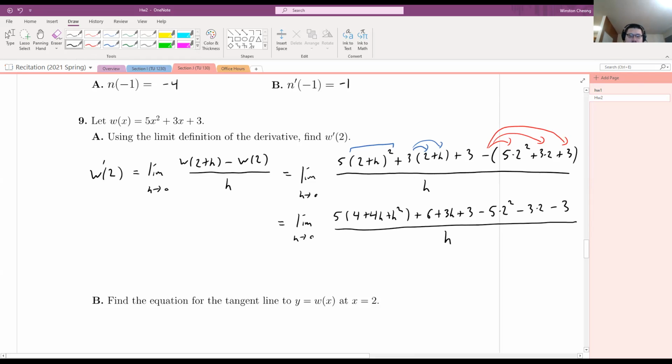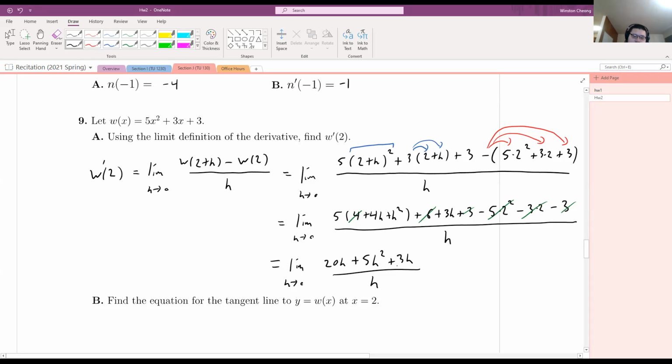Right, and now we hope we can cancel, and we can. So first we have a +3 and a -3. Those will cancel. We have a +6 and a -6. Those will also cancel. And then 5 times 2 squared, 5 times 4. We see a 4 here, and a 5 multiplied outside. So those guys will cancel. And we're left with 3 terms. So let me clean this up a bit. We get limit as h goes to 0, 5 times 4h is 20h plus 5h squared plus 3h over h.